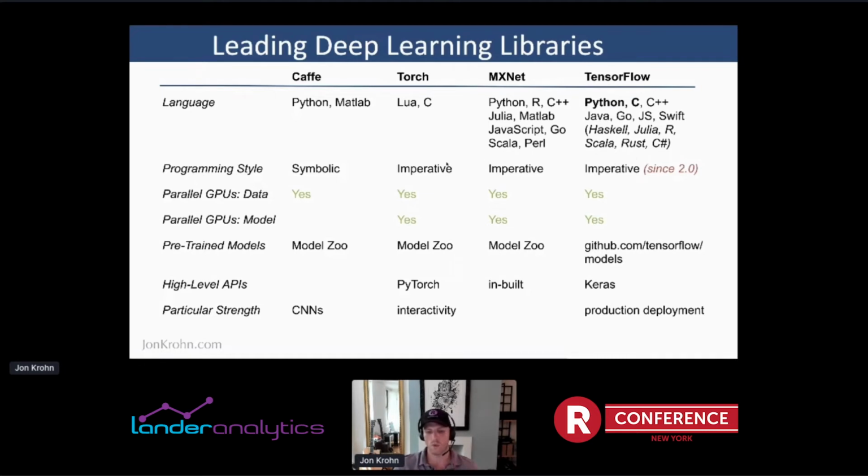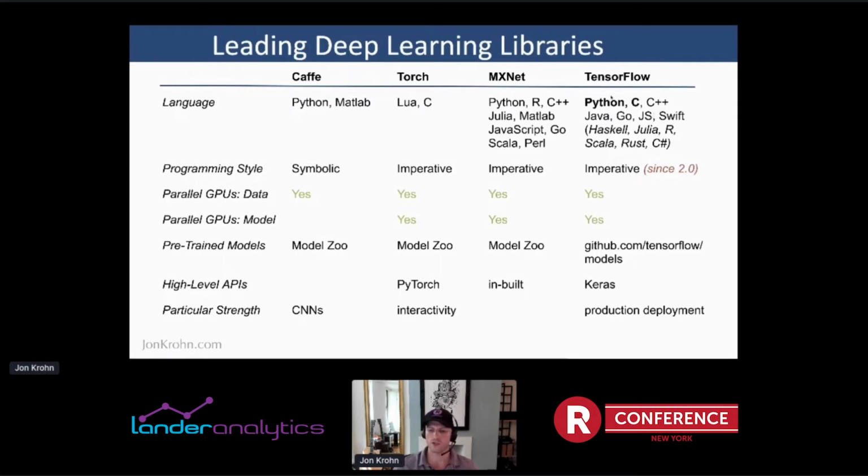So Torch actually really only works in Lua or C. However, PyTorch is a complete rewrite of this Torch library for Python. And one of the big reasons why PyTorch became so popular in the last couple of years is because it was so much easier to use because of this imperative programming style. So with TensorFlow 2.0, that was one of the big things that the folks working on TensorFlow were racing to do, was to get an imperative programming style in there as well.